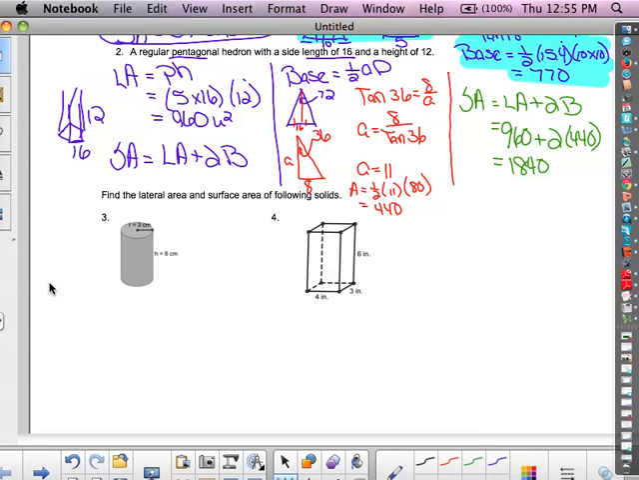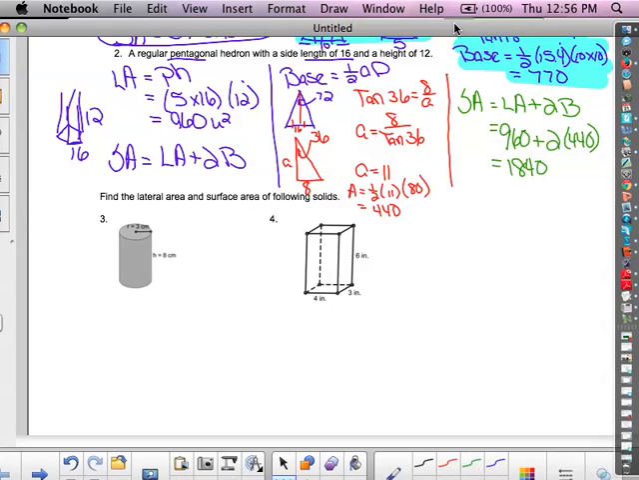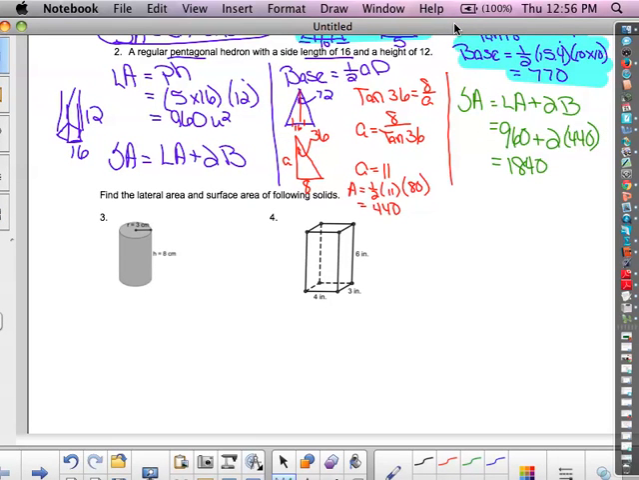And all of the questions tomorrow actually have pictures already there for you, so you won't have to worry about trying to draw the pictures. They'll be there already. Okay, so the next one, find the lateral area and the surface area of the solids.